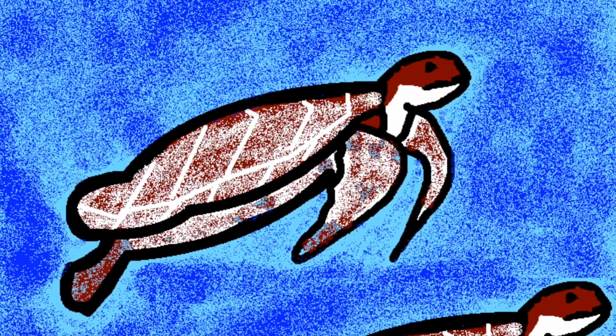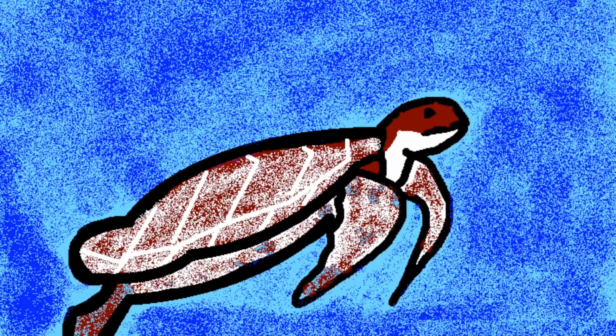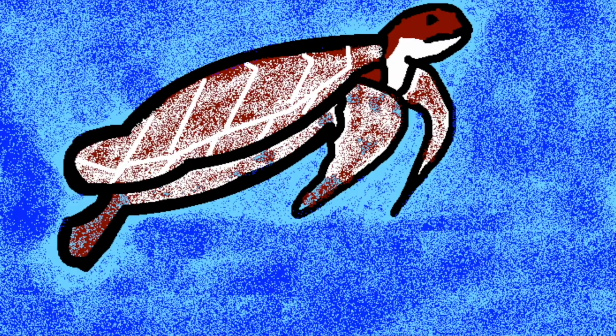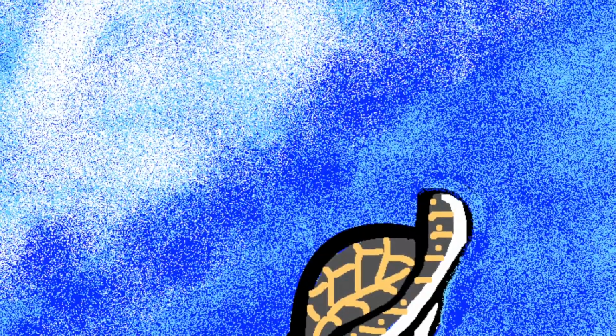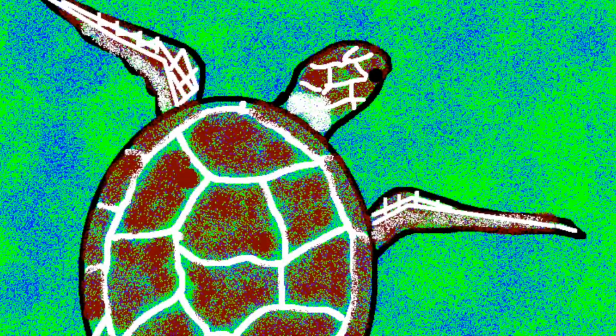Turtles. Turtles are one of the oldest species living on Earth. They have been around for over 200 million years. There are approximately 260 species of turtles. Some of the species of turtles have a lifespan of over 100 years.